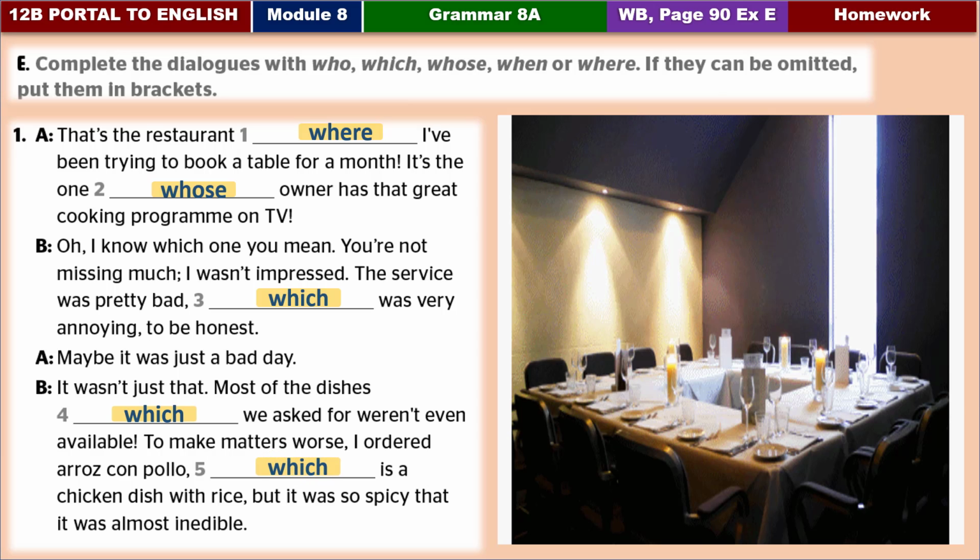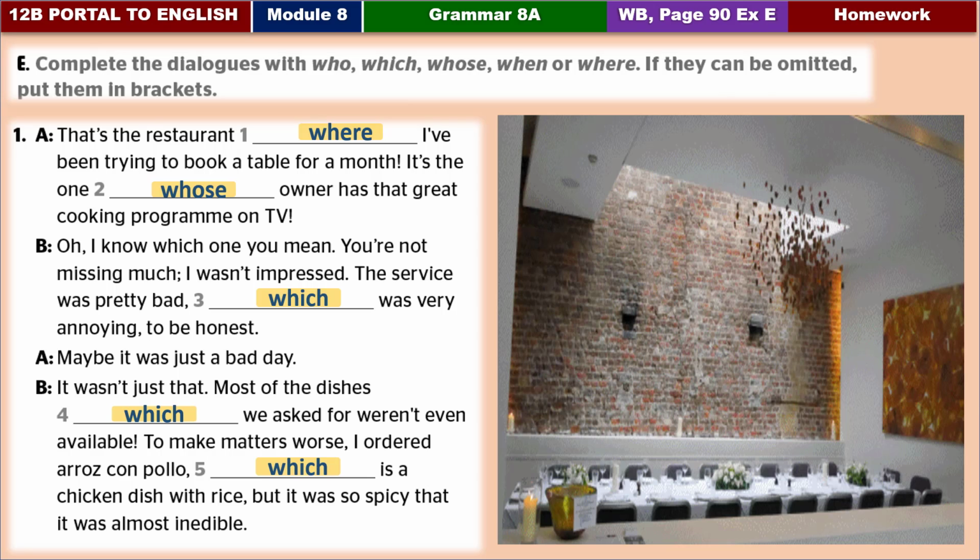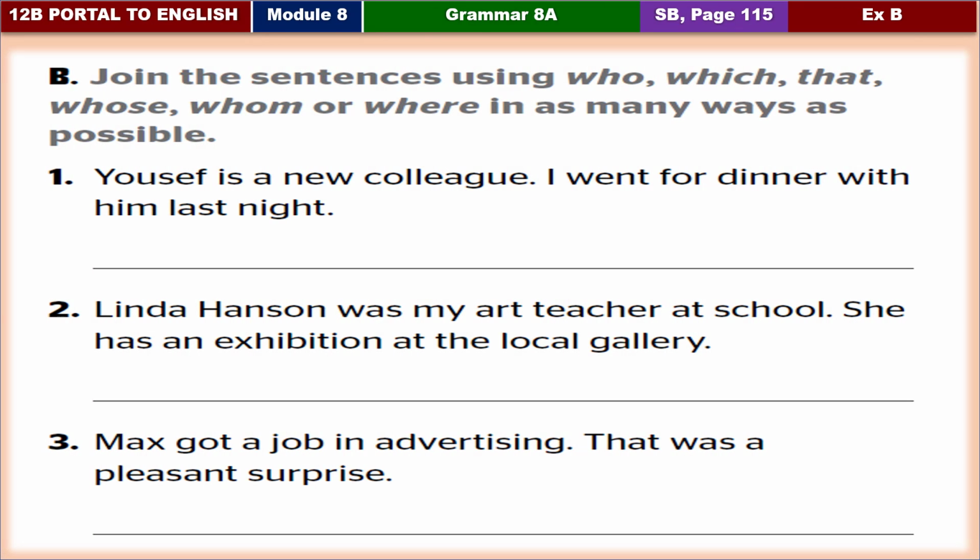The time has come for essay questions. So again, open your student books page 115 to do exercise B. Exercise B. Join the sentences using who, which, that, whose, whom, or where in as many ways as possible. Please pause the video, do the exercise, and then play the video again to check your answers.